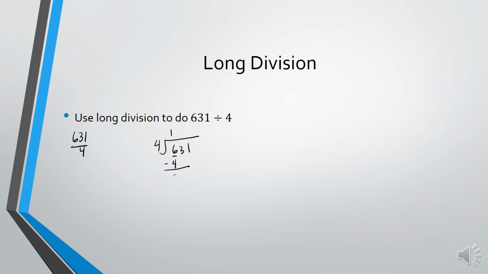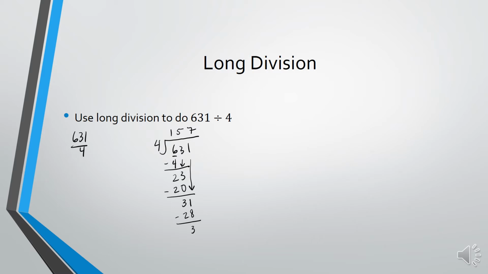Once I subtract, I get a 2, and I bring down my next term. Then I repeat the process. I say, how many 4s can I take out of 23? And I can take out 5 of them. Once I write that 5 up there, I multiply and subtract. Then I'll bring down my 1. How many 4s can I take out of 31? Well, I can take 7 of them. Then I'll multiply and subtract.